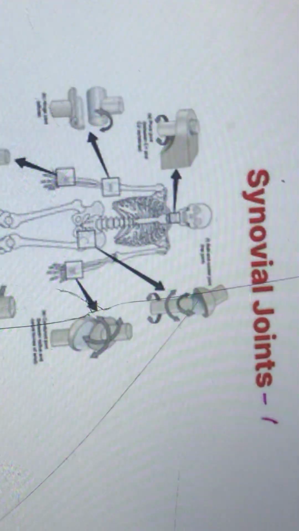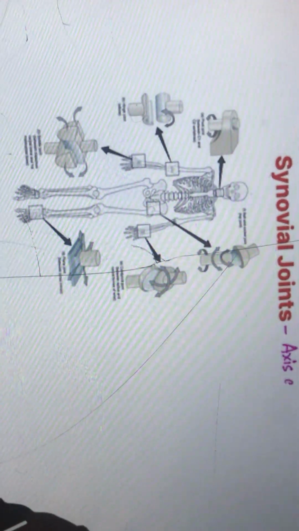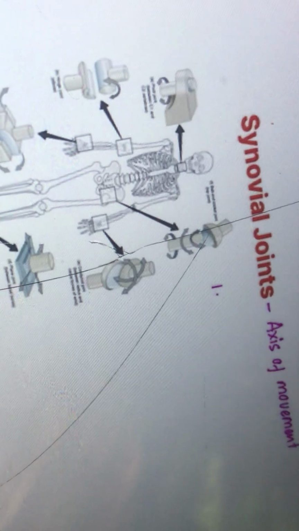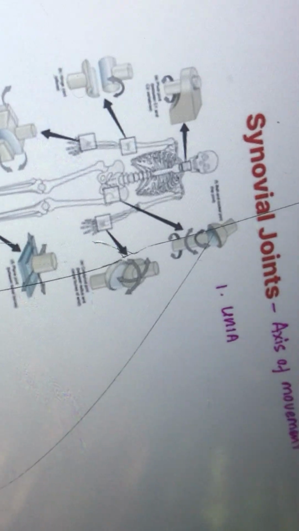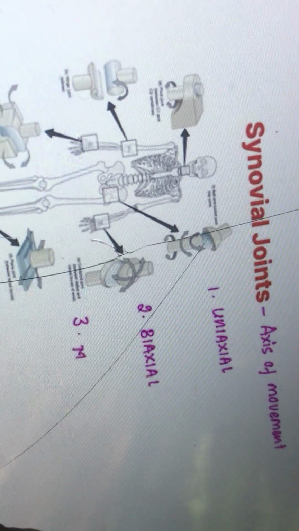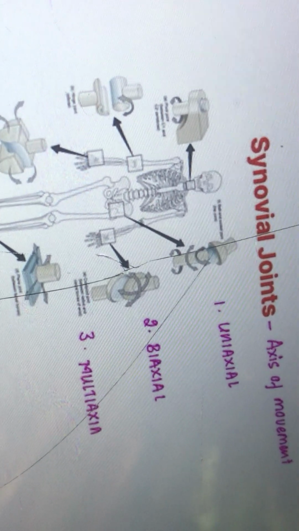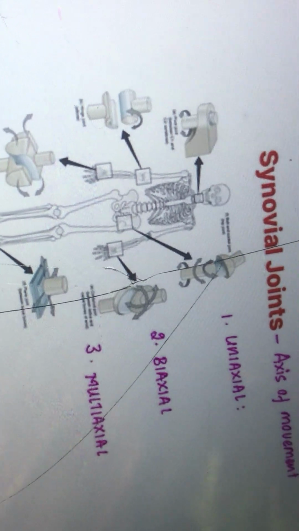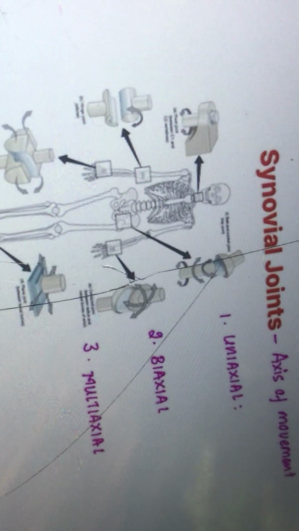Now how exactly do we classify synovial joints? Based on the axis of movement. Right? Based on the axis of movement, we have three types of joints. What are they? These are uniaxial, right? Then we have biaxial, right? And the third one we have as multiaxial. Uniaxial, biaxial and multiaxial. What exactly are these?